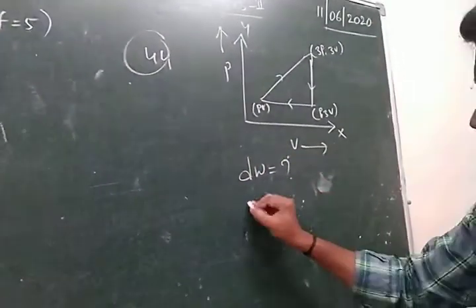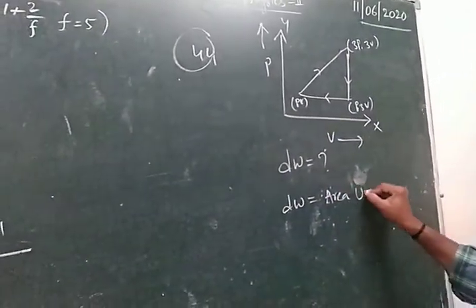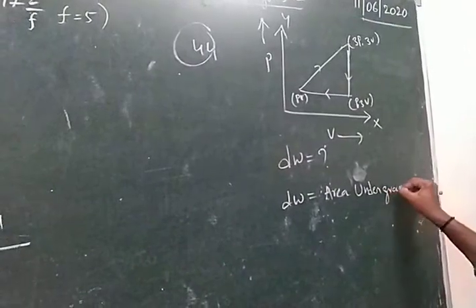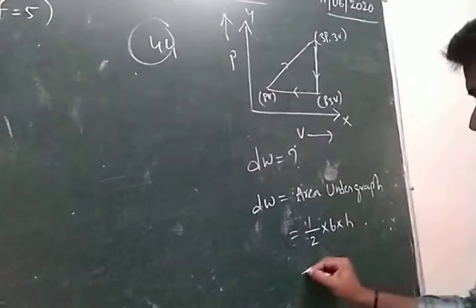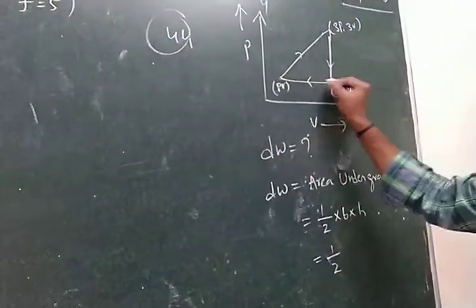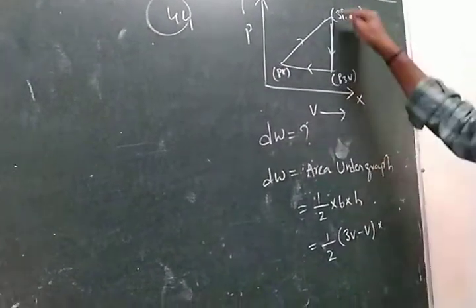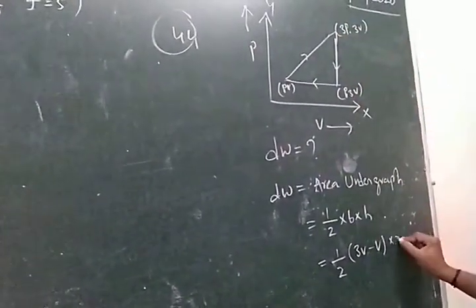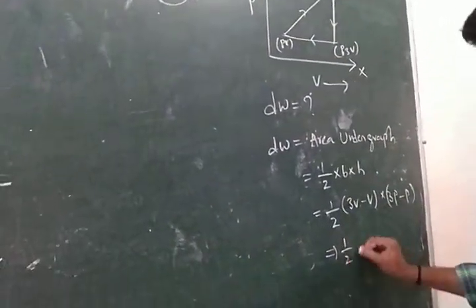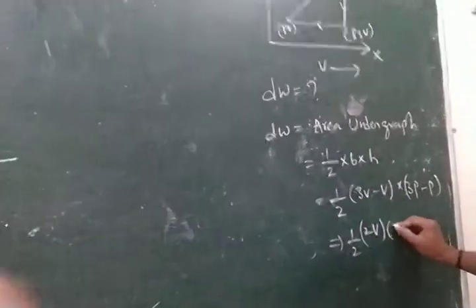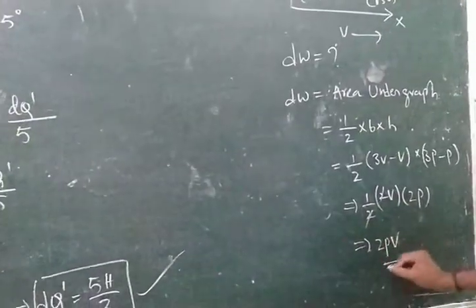Solution: work done is equal to the area under the graph, that is half into base into height, half into the base of the triangle, that is 3V minus V, into height, which is 3P minus P. Therefore 1 by 2 into 2V into 2P, the 2s cancel, giving 2PV.